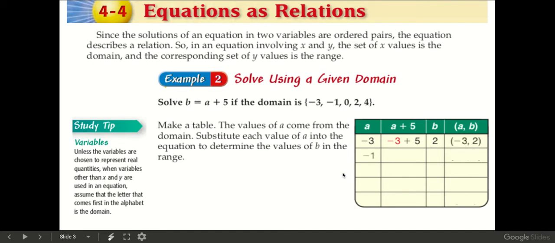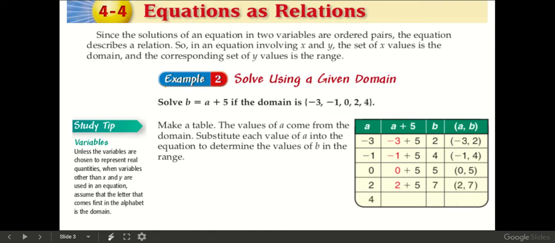Let's try the next one, -1. So I'm going to plug -1 in for A. So that's going to be -1 plus 5, which is 4. So then the next ordered pair would be -1, 4, right? X and Y, A and B. The next number in my domain is 0. So I'm going to put 0 in for A. So 0 plus 5 is 5. So my ordered pair is 0, 5. Next is 2. So I'm going to put 2 in for A. 2 plus 5 is 7. So then my ordered pair would be 2, 7.